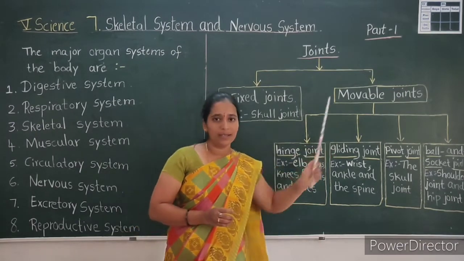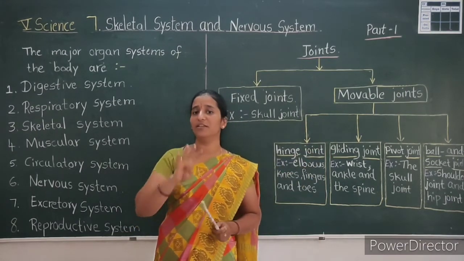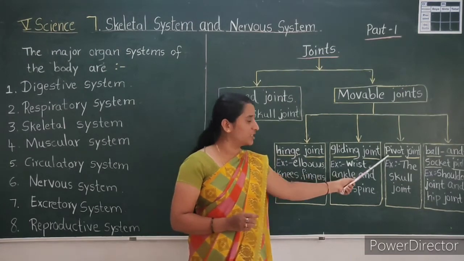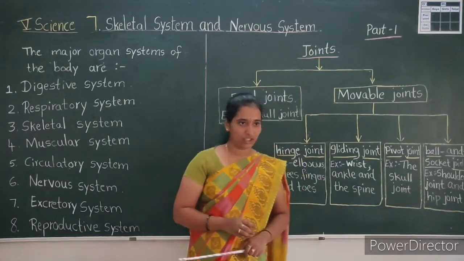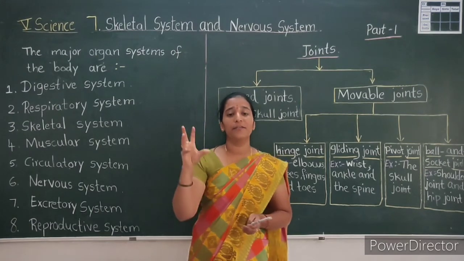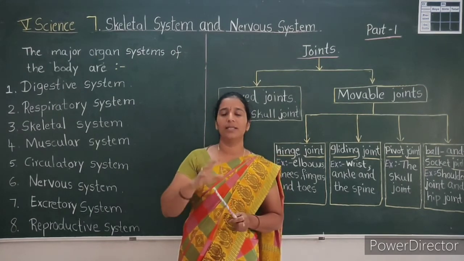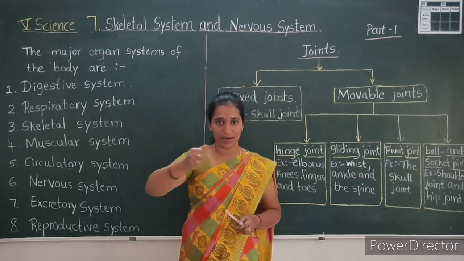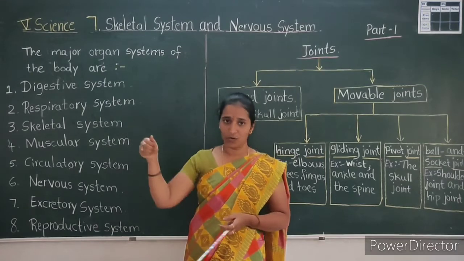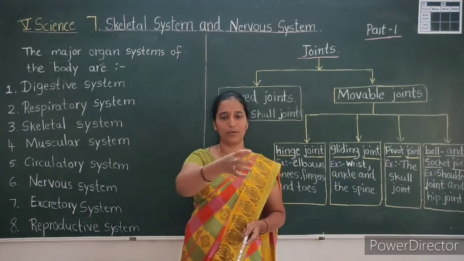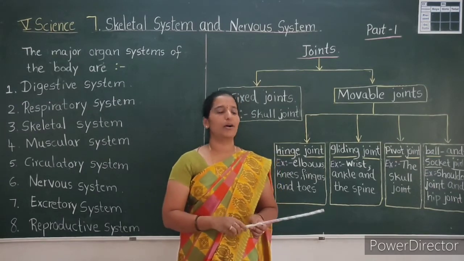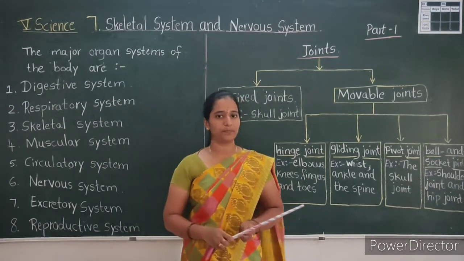Next, movable joints. Movable joints are of four types: hinge joint, gliding joint, pivot joint, and ball and socket joint. Hinge joints are in your elbows, knees, fingers and toes. They can move in only one direction, like the hinges of a door, which can open in only one direction. That's why they are called hinge joints.